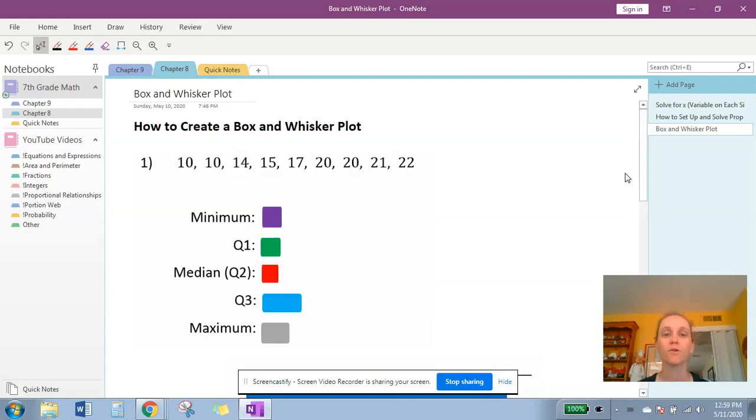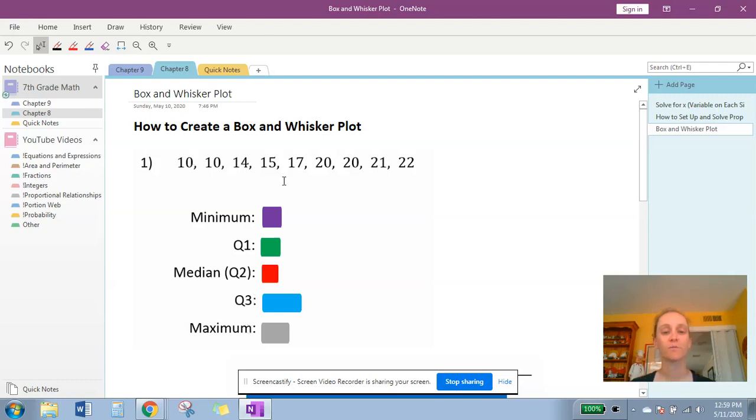Hi everyone, in this video we're talking about how to create a box and whisker plot. So the first thing we need to do is start with the 5-number summary. The 5 numbers that we need to find are the minimum, the Q1, which is quartile 1, the median, which sometimes is called the Q2, the Q3, and the maximum.